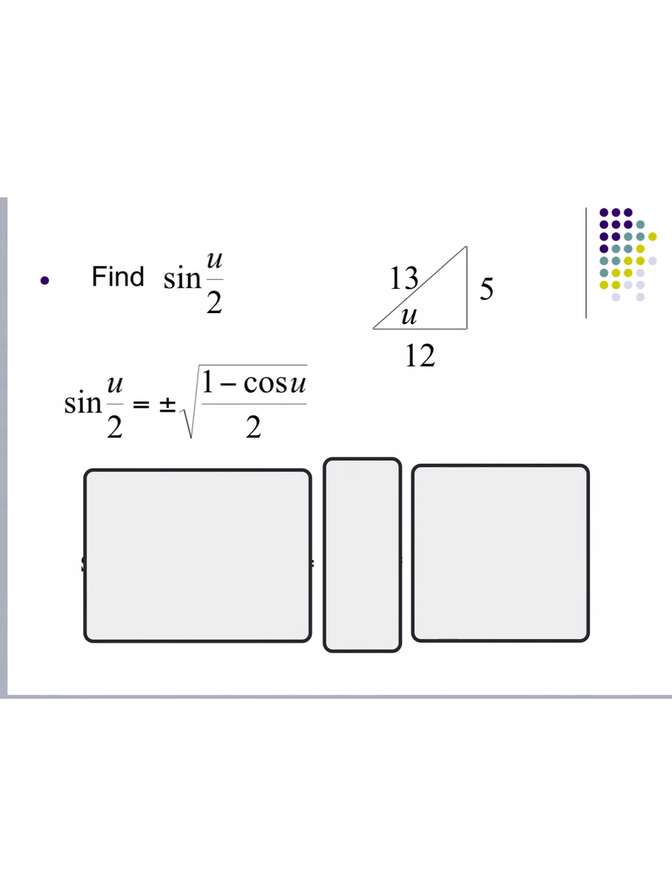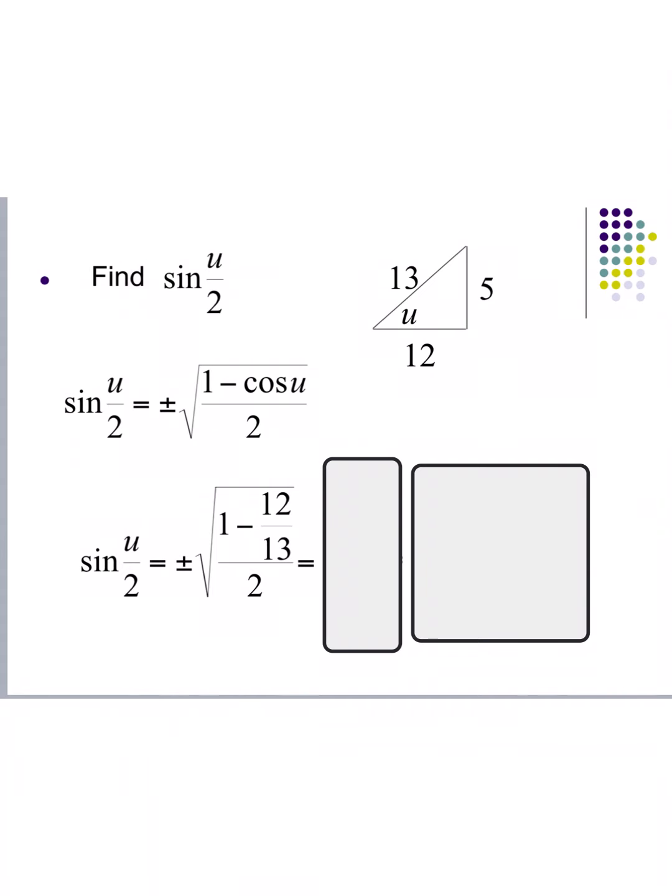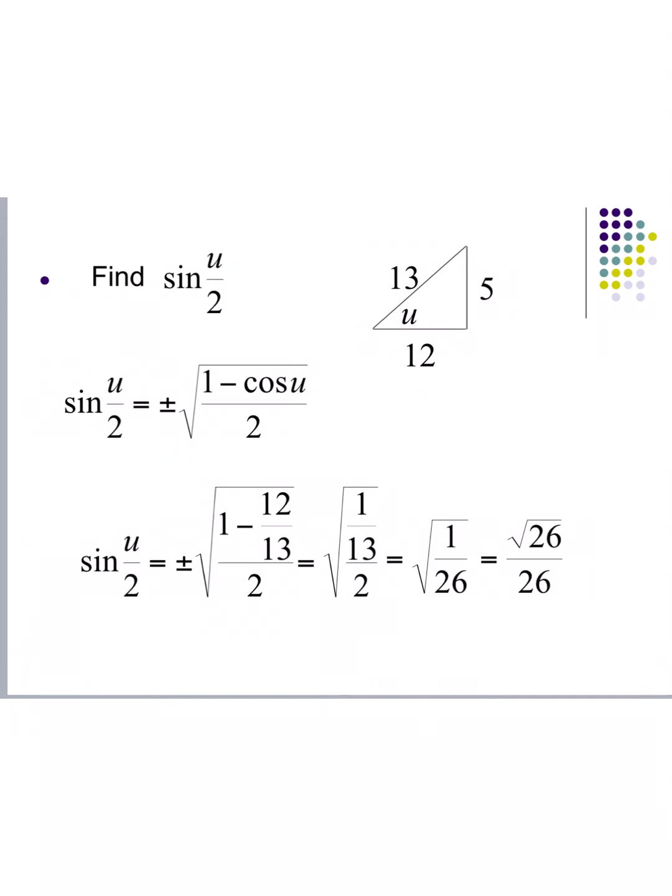And for our formula for the sine of u over 2, we have plus or minus the square root of 1 minus cosine of u over 2, which means I need to identify from my triangle the cosine. So I'm going to go ahead and identify that and plug that in. We have 1 minus 12/13 over 2. If I simplify my numerator, I end up getting 1/13 over 2. Simplifying that a little bit further, we have the square root of 1/26, which rationalizes to be the square root of 26/26. And notice one thing, I did lose the plus or minus.